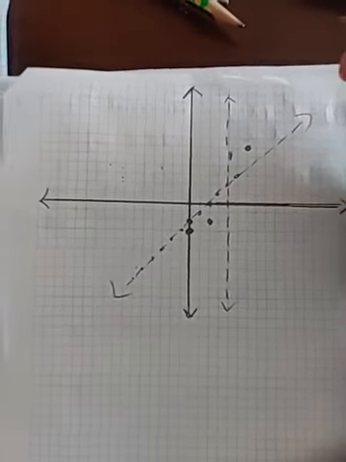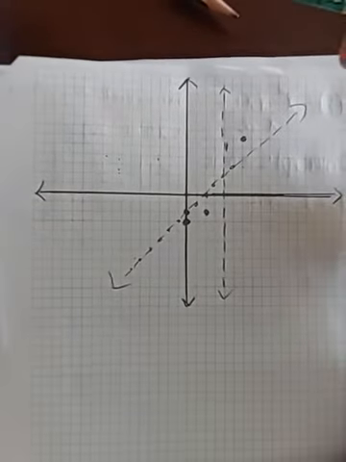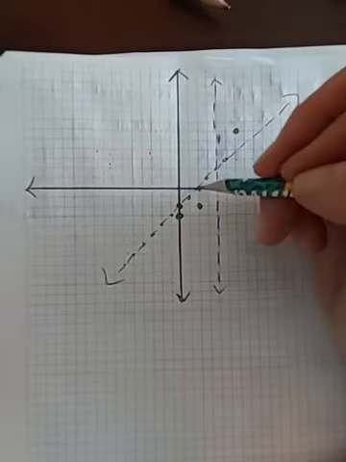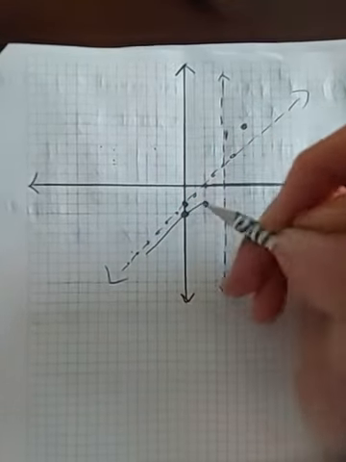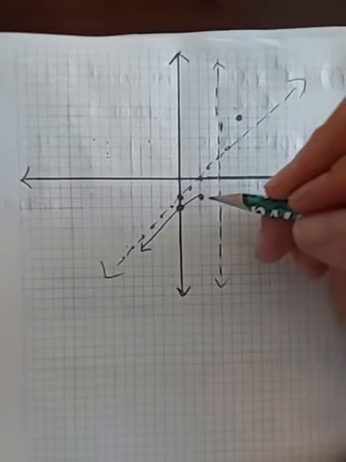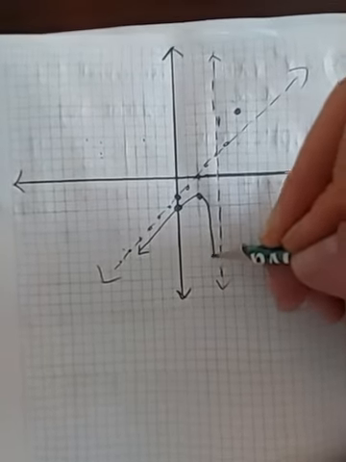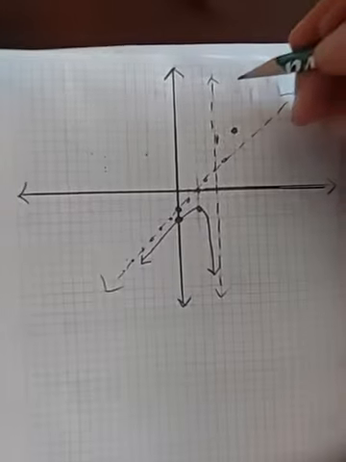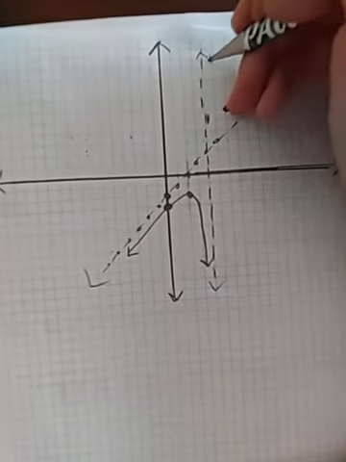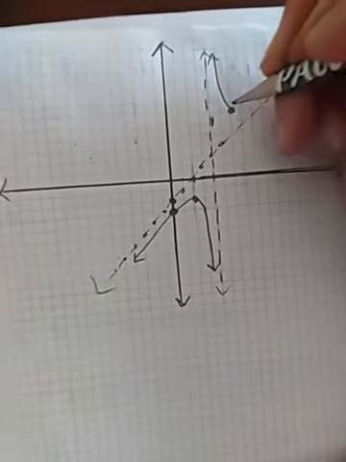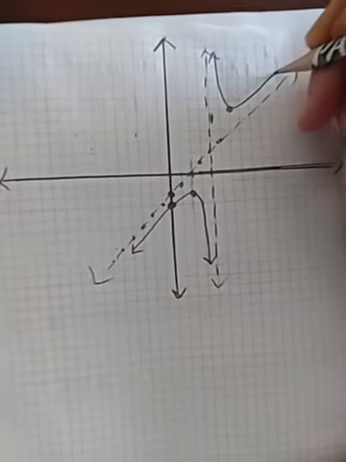All right, and now I'm going to look at the behavior of the graph. So from negative infinity up to 2, here's 2, my graph is increasing. And from 2 to 4, it's decreasing. And from 4 to 6, it's decreasing. And from 6 to infinity, it's increasing. And there's the graph of my function.